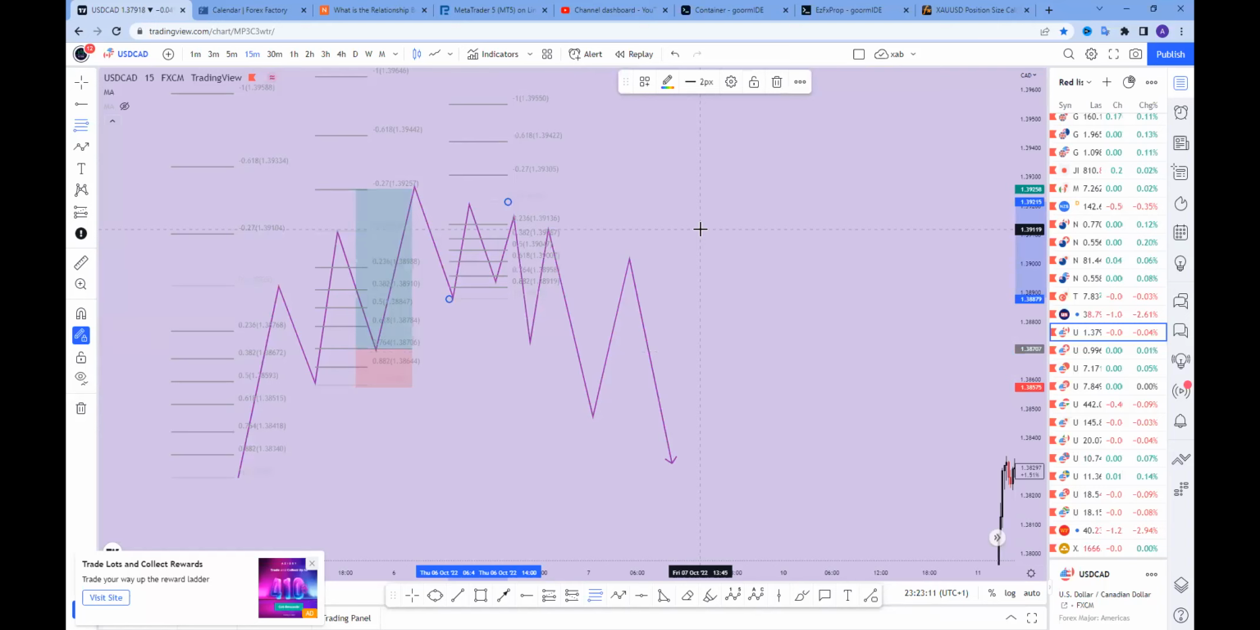Because there's a shift of market structure there. Yes, because there's a shift in market structure. You get it. Who answered that question?